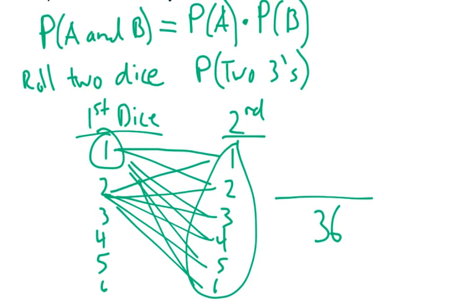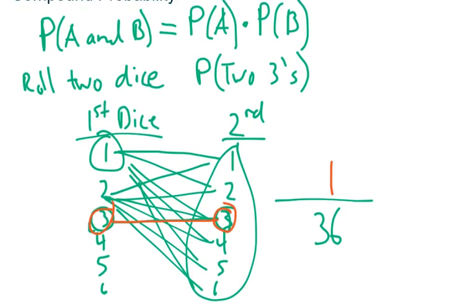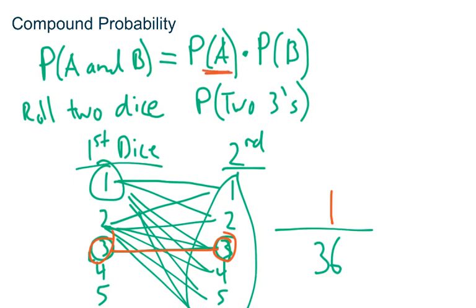So if we're looking at that ratio of possible to desired, there are 36 different ways we can do this. And what it boils down to is that there's only one way that works. The first one has to be a 3 and the second one has to be a 3. That is the only outcome that works for us. And so that is 1 out of 36. If we think about each of these individual probabilities, the probability of rolling a 3 on the first die is 1 out of 6. The probability of rolling a 3 on the second die is also 1 out of 6. And so we multiply them together, and we end up getting that 1 out of 36.